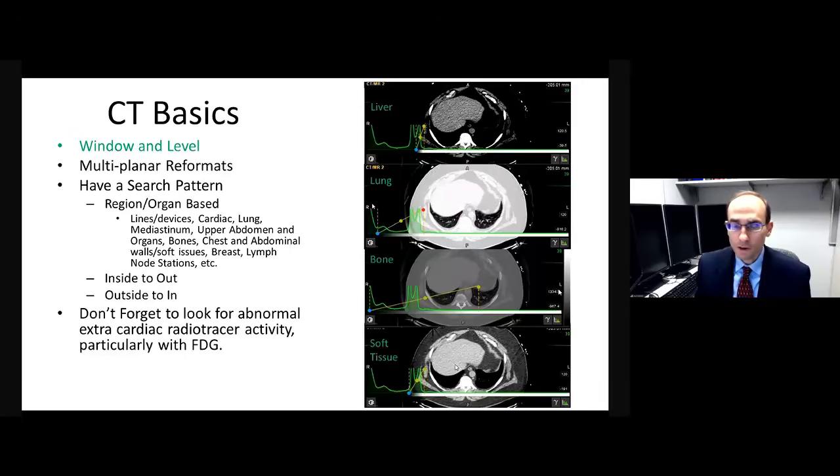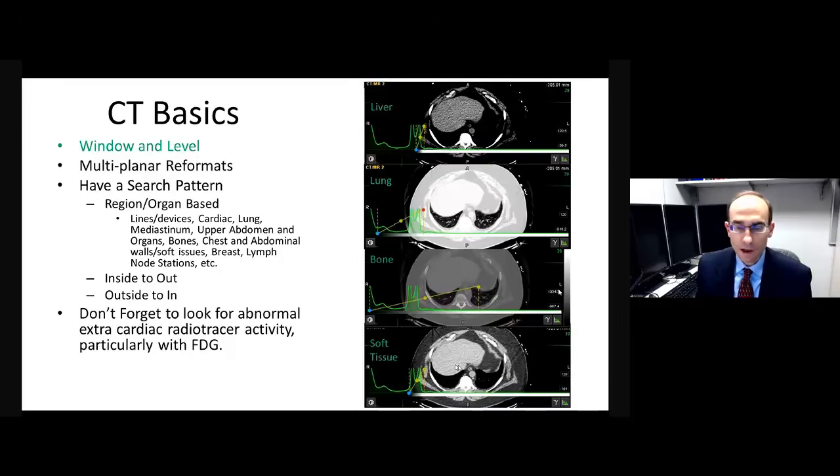So first off, when you look at CT, you need to be careful about what your window and level is. Here are some examples of different window and level settings that allow us to see different things on CT. This one is set to bring out things in the liver. This one is set to bring out things in the lung. This one's set to bring out things in the bone, and this one in the soft tissues.